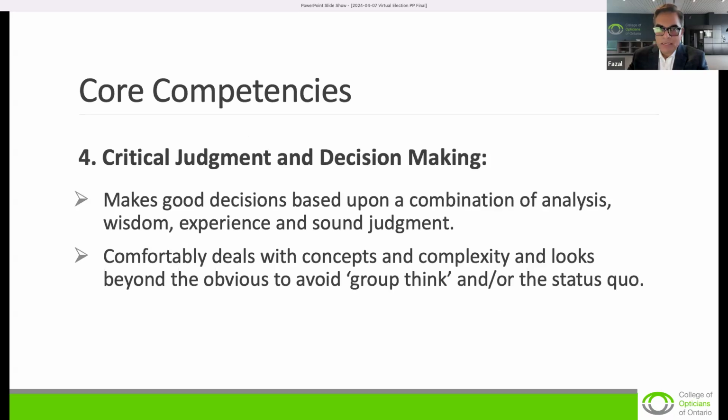Critical judgment and decision making. This is an important one. Making good decisions based on a combination of analysis, wisdom, experience, and sound judgment. A lot of people go by, I've got a gut feeling. But what we really need you to do is also look at the facts in front of you. We work really hard to get information. We call it environmental scanning, where we look at a number of resources. We look at what's happening in the patient space, in the professional space. We look at what's happening in other regulatory spaces, and bring a plethora of information. We bring in experts.